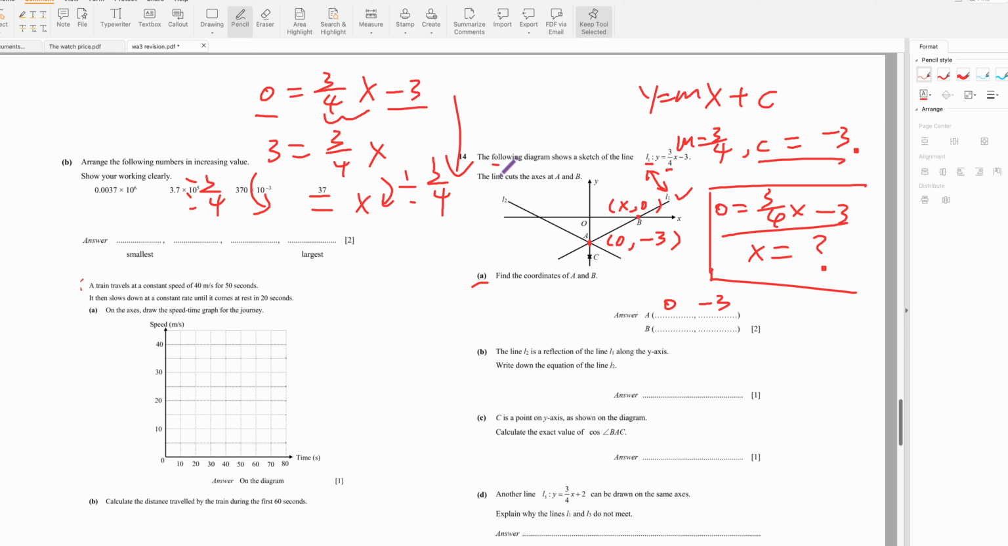X equals 4. Correct. So you get 4 and 0. So that's 2 marks easily. Now they say L2 is a reflection. You know what a reflection is? A reflection is the same thing. Then you know this point already, no?